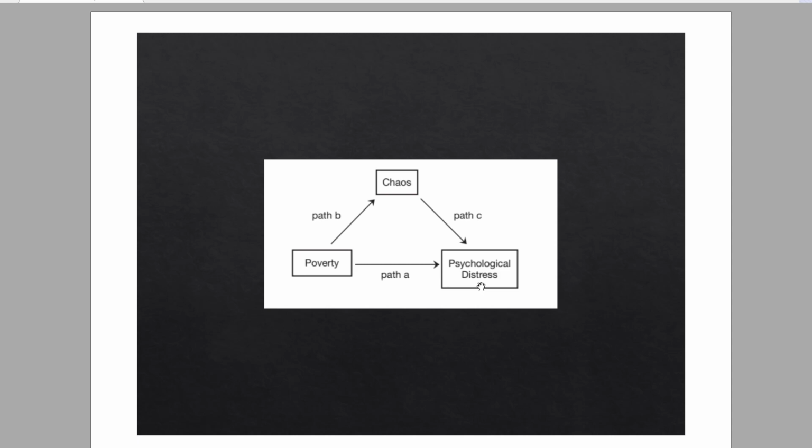And so what they tested was a mediation: they tested whether poverty was related to chaos, which then was related to psychological distress. And it turned out that that was true. So this was a mediating variable here. Does that make sense? Cool.